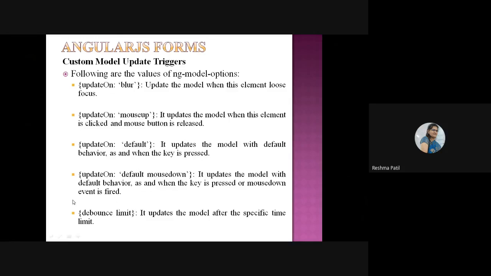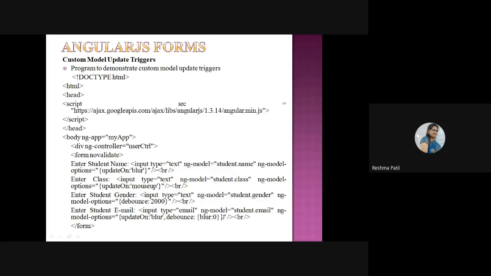This is the program. It is used to demonstrate custom model update triggers. Here is the HTML program. In this, the head tag includes the AngularJS library. Go directly to the body tag. ng-app is equal to myApplication. Then div tag, ng-controller userController.